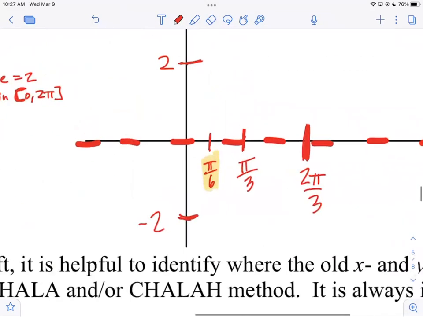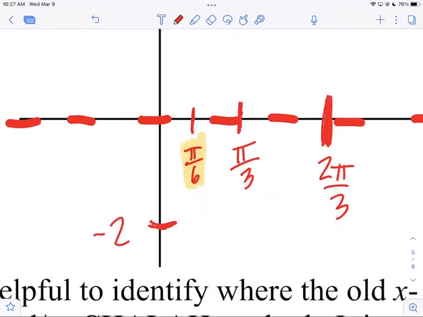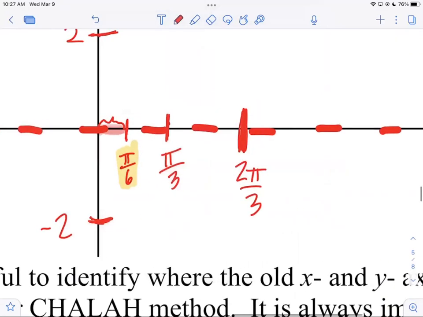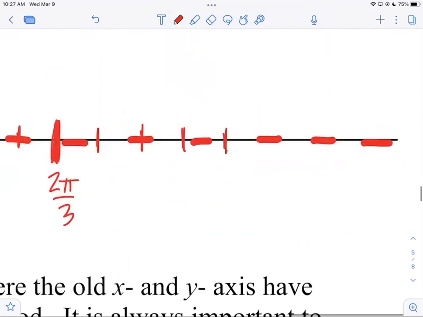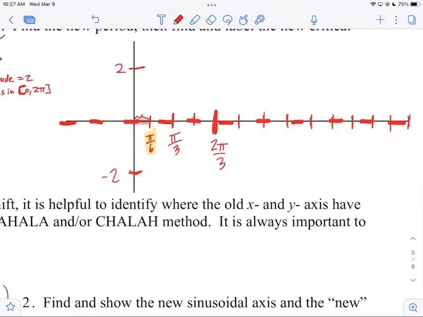All right. Now, here's why it's important on your graph. Whatever this distance is here, that's the distance that you need to preserve now the best you can between successive critical values. Now, I could do one more here easily. I can bisect that distance. But notice now, past 2π/3, I'm just going to eyeball it. I'm going to take that distance from 0 to π/6, and I'm just going to add marks until I run out of space. Okay, so you're just eyeballing it.